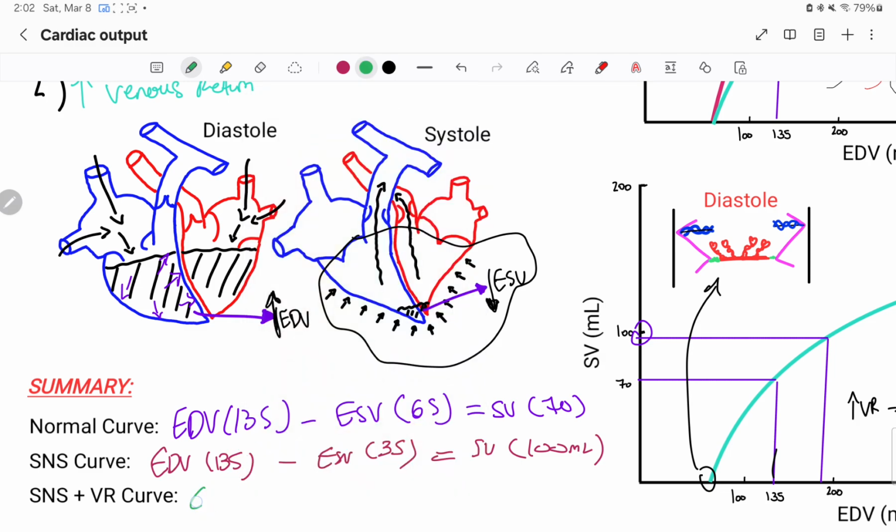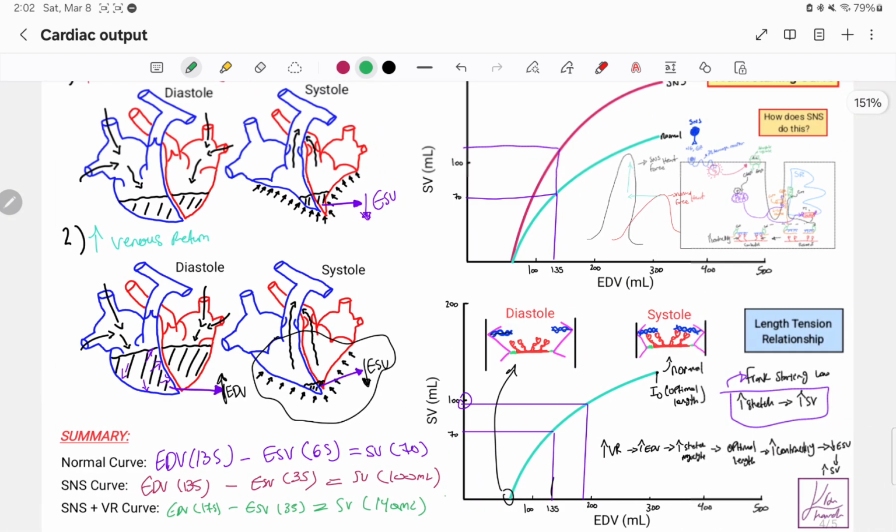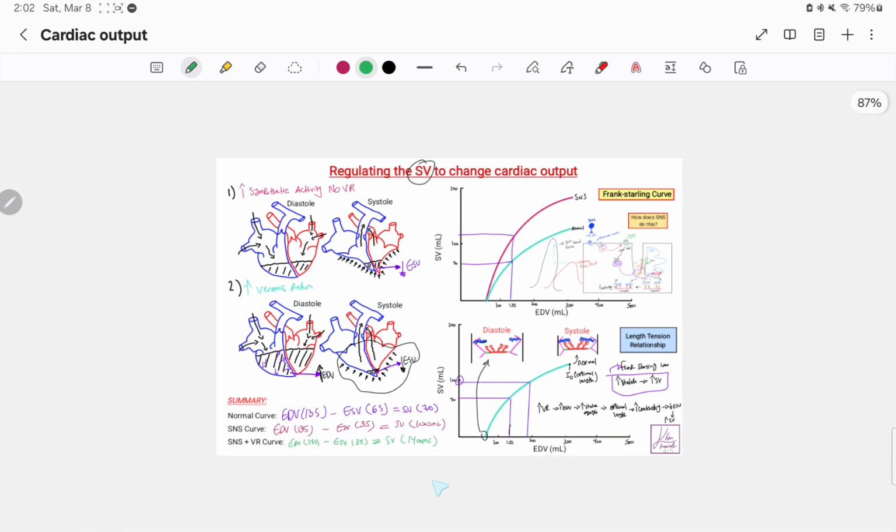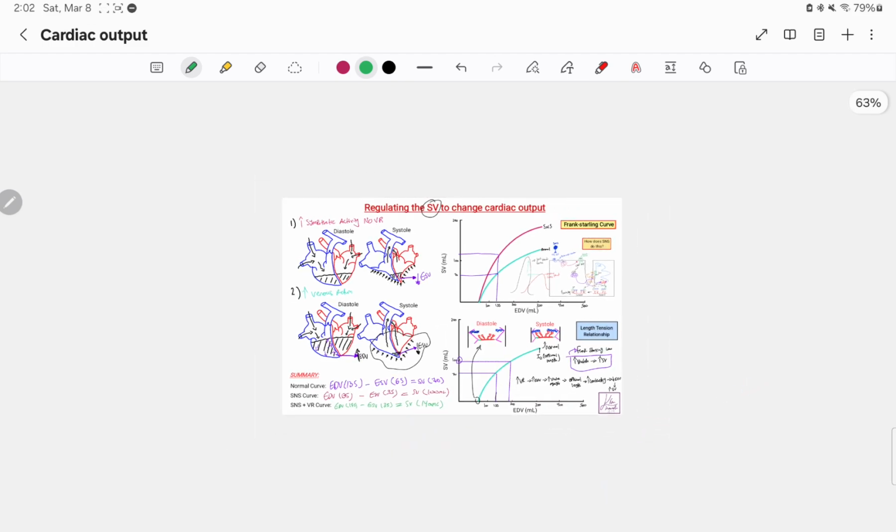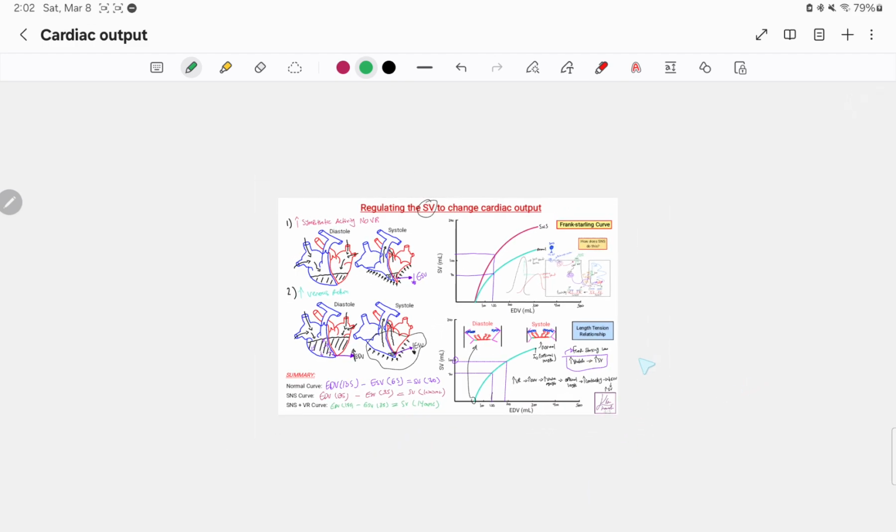Here you have, for example, an end diastolic volume of 175 due to the increased venous return, and you have an end systolic volume of, let's say, 35 because you increase contractility. And what you're going to end up with, guys, is a stroke volume of 140 milliliters, the highest one. The highest comes when you put the increased venous return and the increased sympathetic activity together. Now, that's going to finish it for regulating the stroke volume.